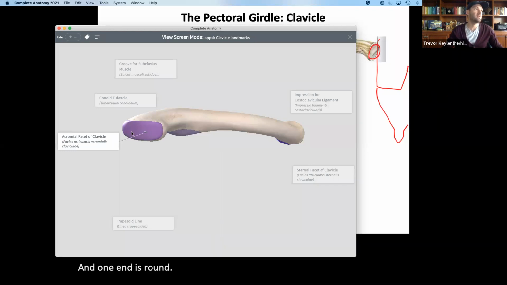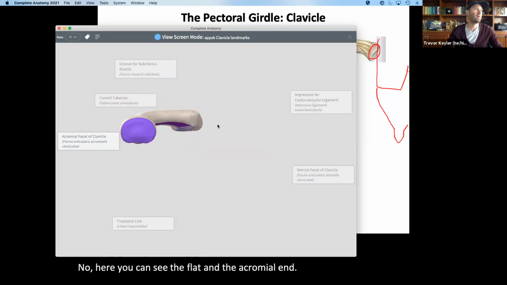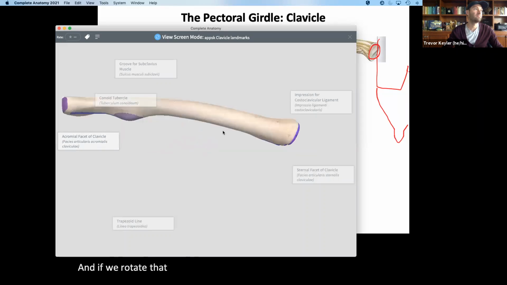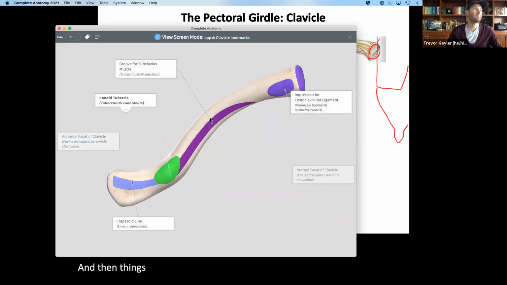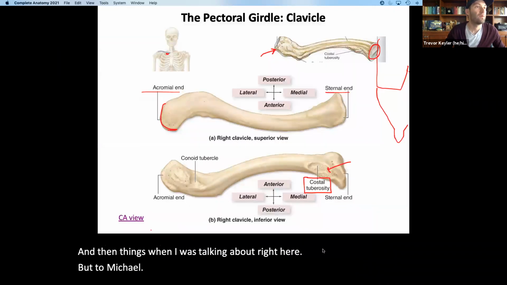Yep, so here you can see the flat end, the acromial end, and if we rotate that, the sternal end. And then here's what I was talking about right here, the tubercle. Close that for now.